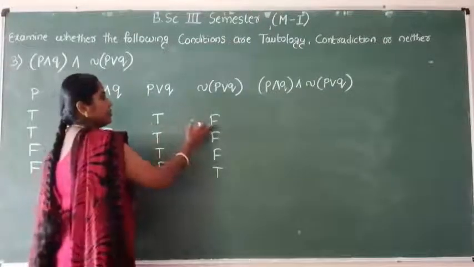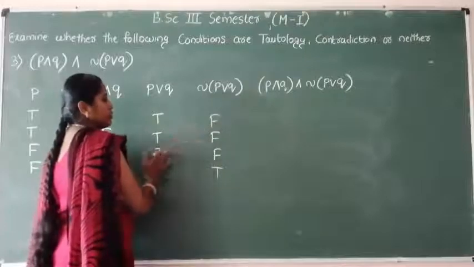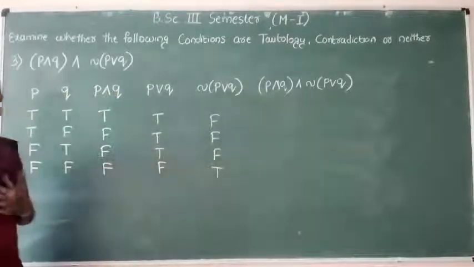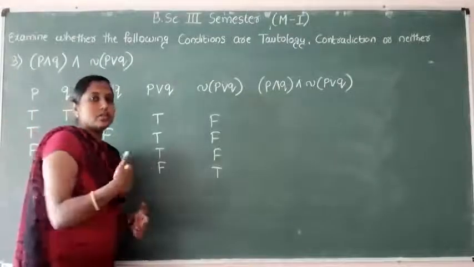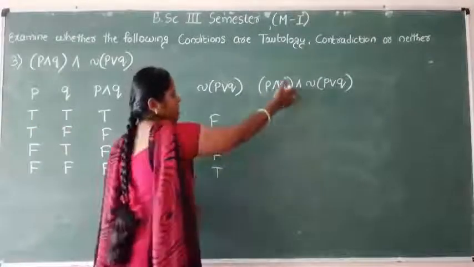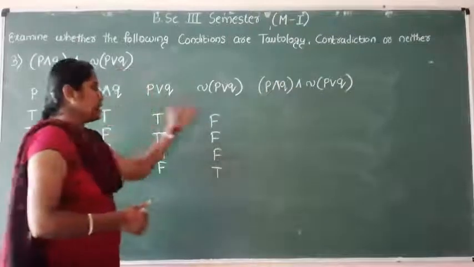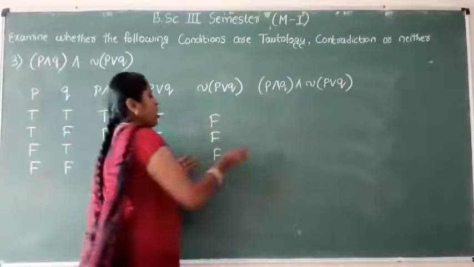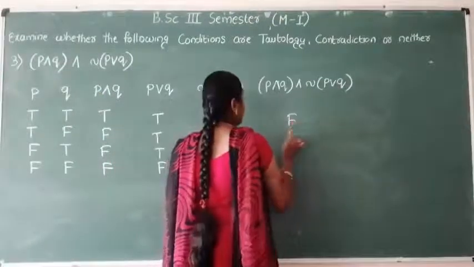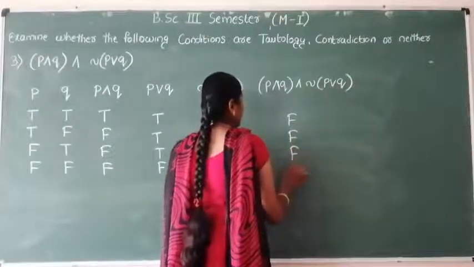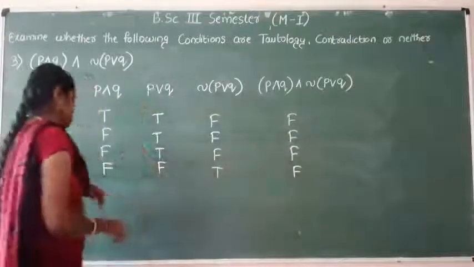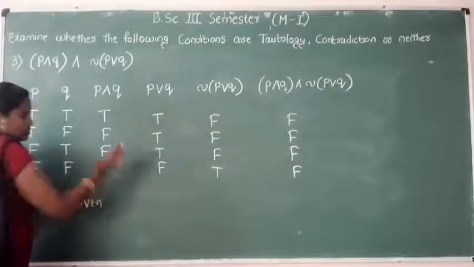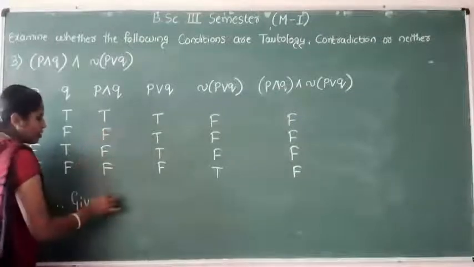If P is true, Q is true. No, true, true, no, true, true, no. Here also true, true, not there. If P is true and Q is true, then only it is true. In other cases, it is false, because the AND condition is there. Here, there are no two true terms, hence all becomes false. Therefore, the given condition is a contradiction because all are false.